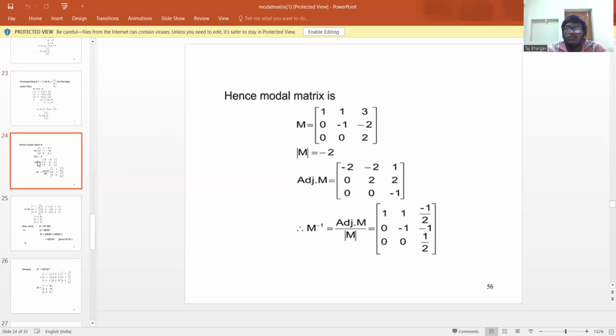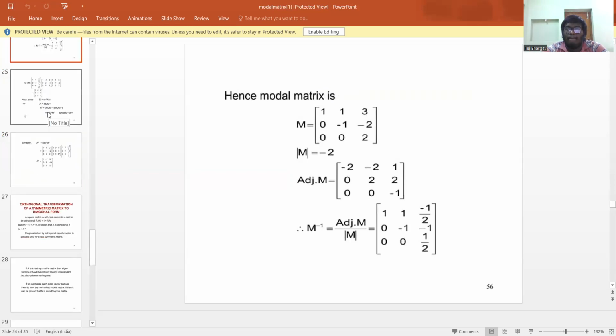Hence the modal matrix is M equals [1, 1, 3; 0, -1, -2; 0, 0, 2]. The determinant of M is minus 2. The adjoint of M is [-2, 2, -2; 0, -2, 1; 0, 0, -1]. M inverse equals adjoint M divided by determinant M, which is [1, 1, -1 by 2; 0, -1, -1; 0, 0, 1 by 2].